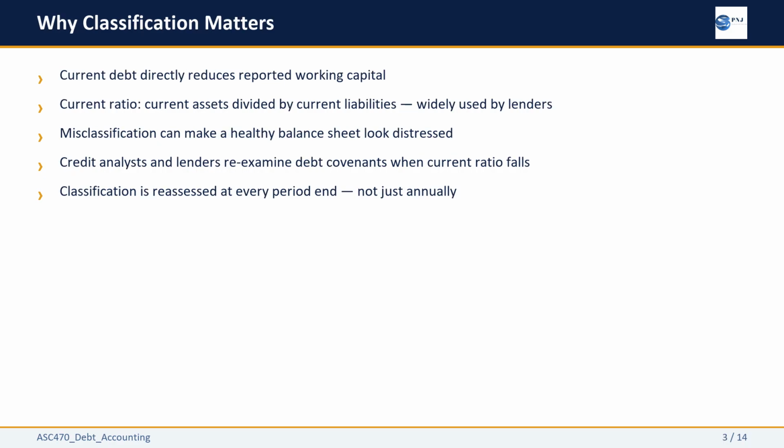Before we get into the rules, let us talk about why this matters so much. Debt classification between current and non-current is not a footnote issue. It directly changes the current ratio, which is one of the first metrics lenders and credit analysts look at when assessing financial health. Move a large long-term loan into current liabilities, and your current ratio can drop dramatically. That can trigger covenant breaches in other agreements, restrict borrowing capacity, or signal distress to the market. And the rules require you to reassess at every period end. This is not a one-time decision.